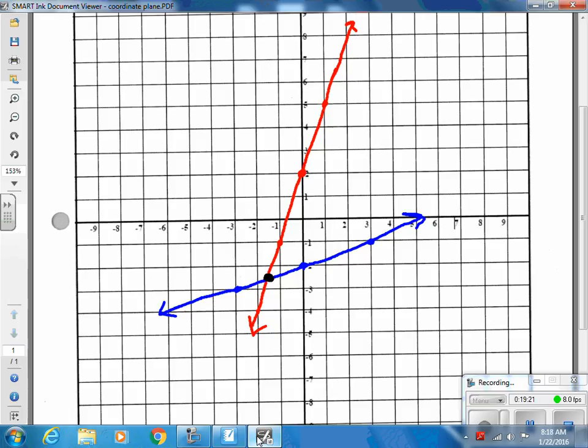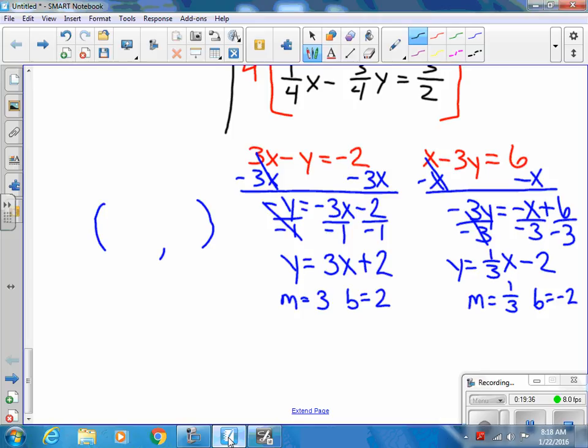So if we're looking at this, we're going over in between -1 and -2, which is right here. That's -1.5. And then we're going to be between -2 and -3 right here, which is -2.5. So the ordered pair that we're getting is going to be -1.5 and -2.5.